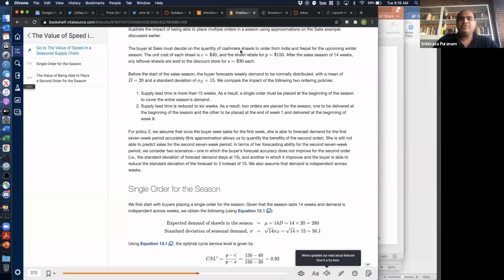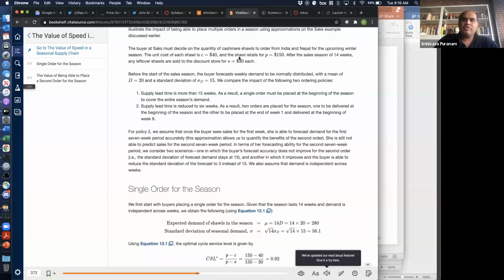So the buyer at Saks must define the quantity of cashmere shawls from India and Nepal for the upcoming season. So let's assume that it costs Saks Fifth Avenue $40 to make the shawl and then get it shipped to the United States. Let's say that the sales price for the shawl is $150. Now, after sales of 14 weeks, if the shawl is not sold, it'll be sold at a discount store, maybe an outlet store, and we can salvage $30 each.